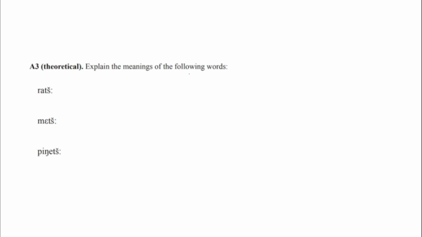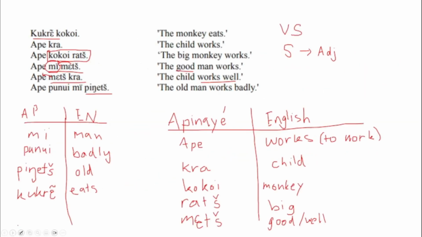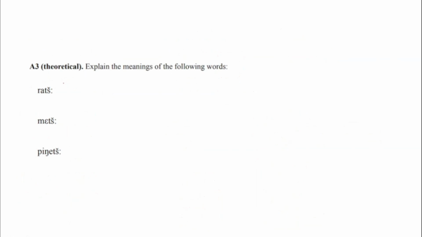Explain the meanings of the following words. Rach. Right. Okay, since we made our dictionary at the beginning, this is basically answered, right? So, rach is big, right? But it could also mean a lot, right? So we have to write that down. Big, a lot. It depends on what the adjective is describing, right?